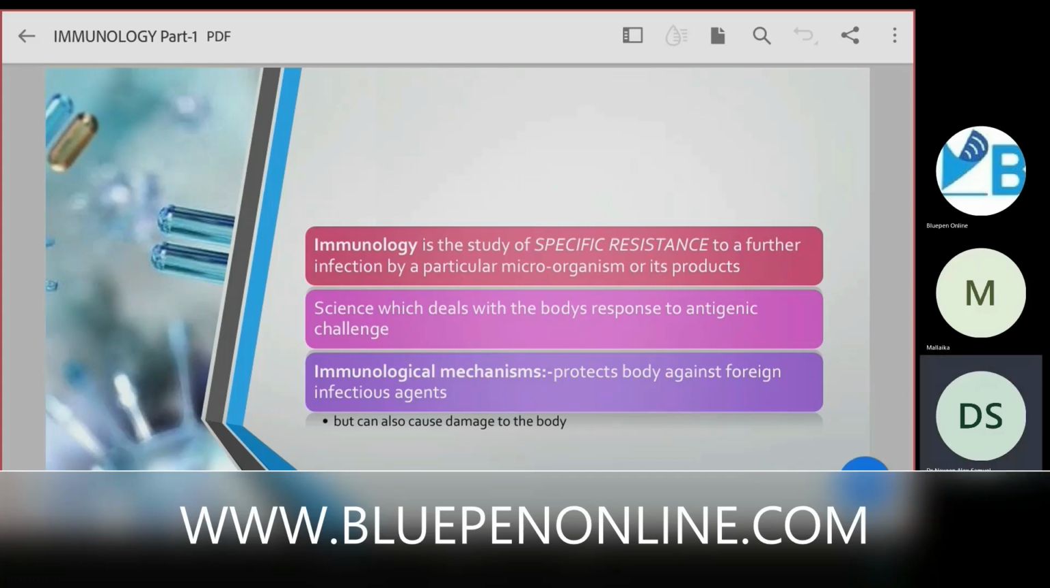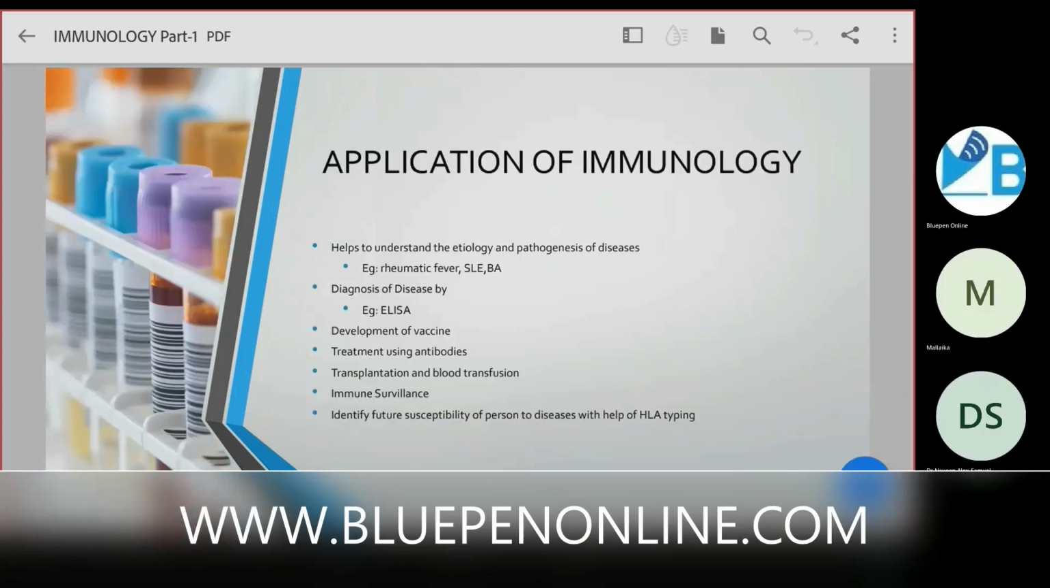The immunological mechanism helps in protecting the body against foreign infectious agents. But there's one bad thing about immunology, that it can also cause damage to the host's own body. That is what we call autoimmunity. So where do you apply the immunology topic and the knowledge about immunology?